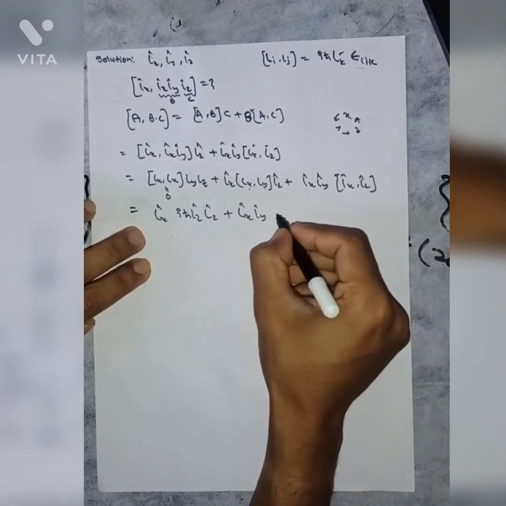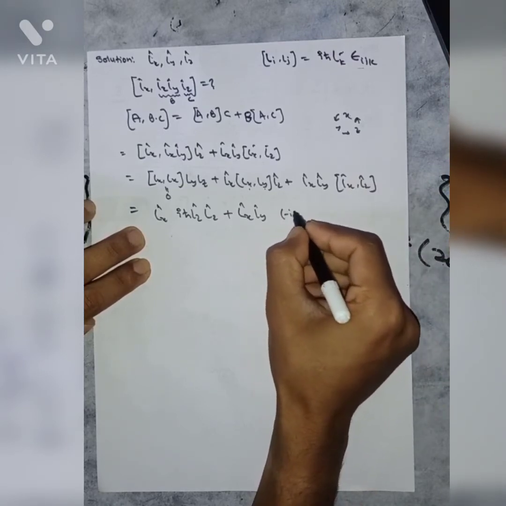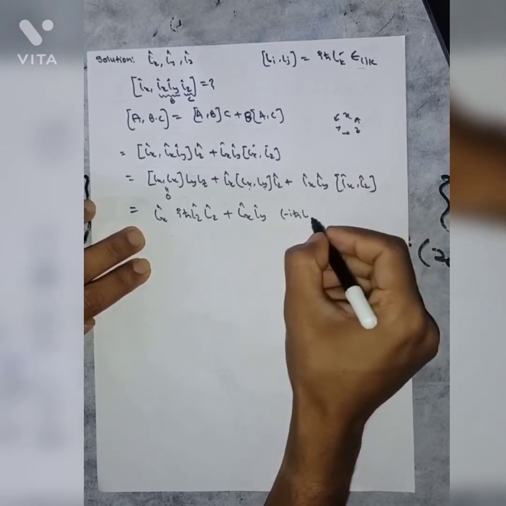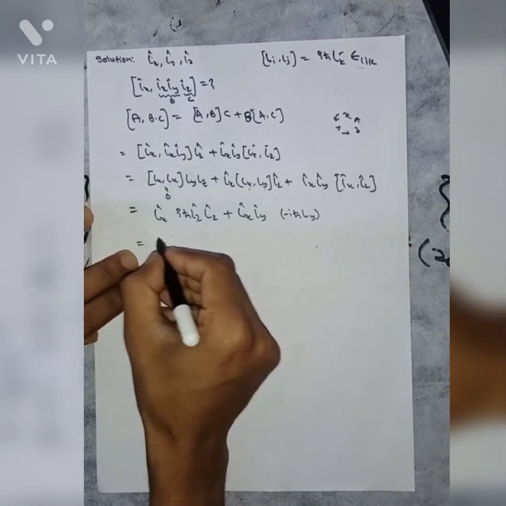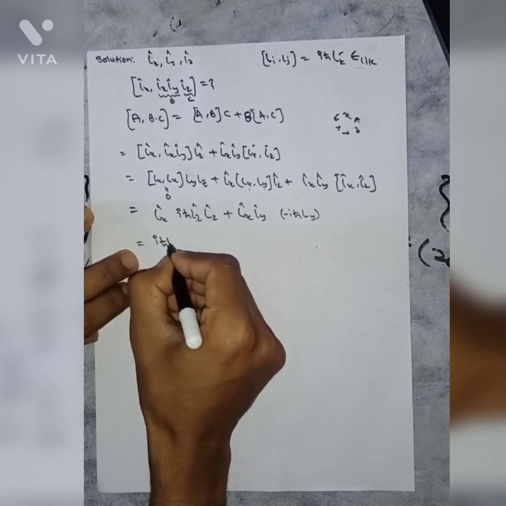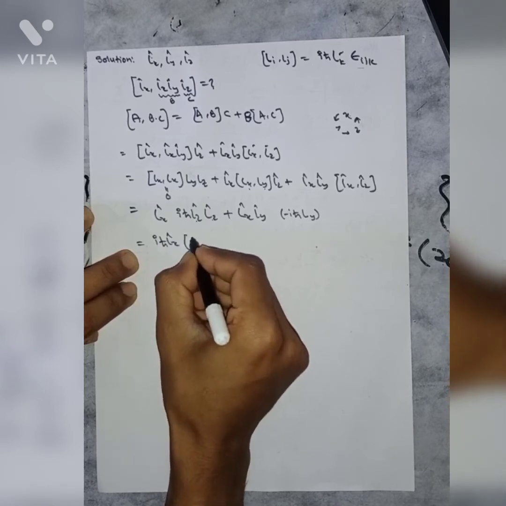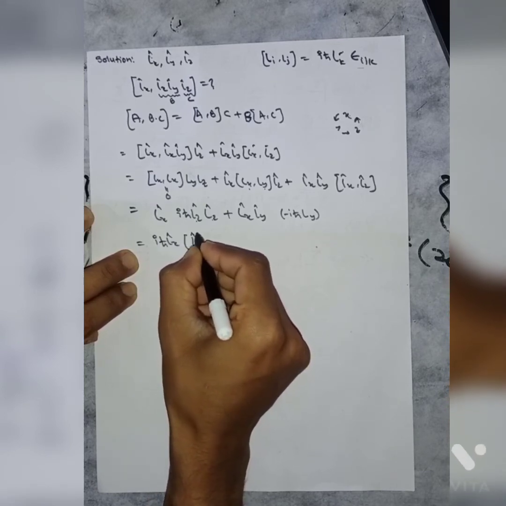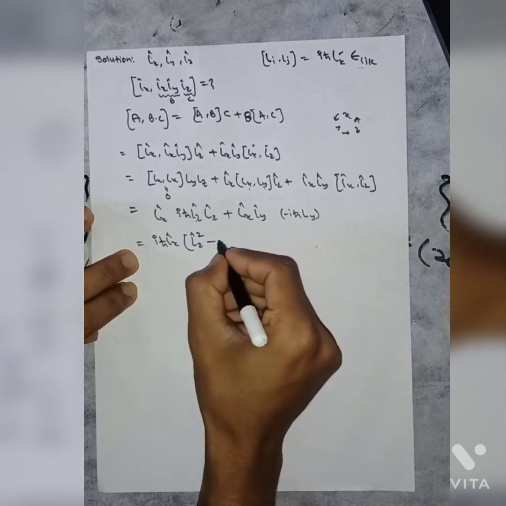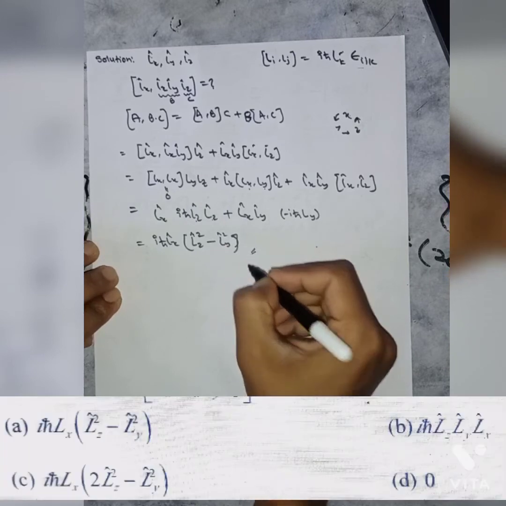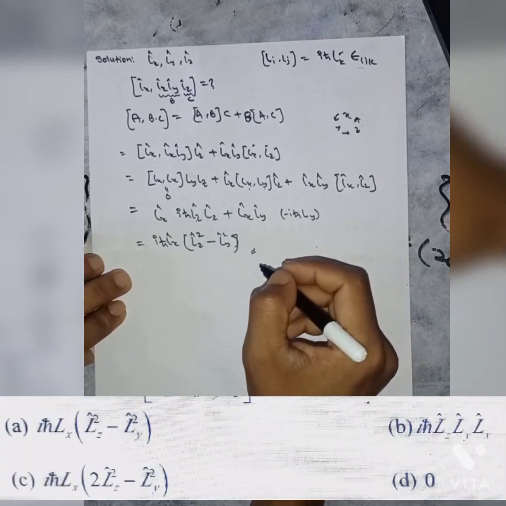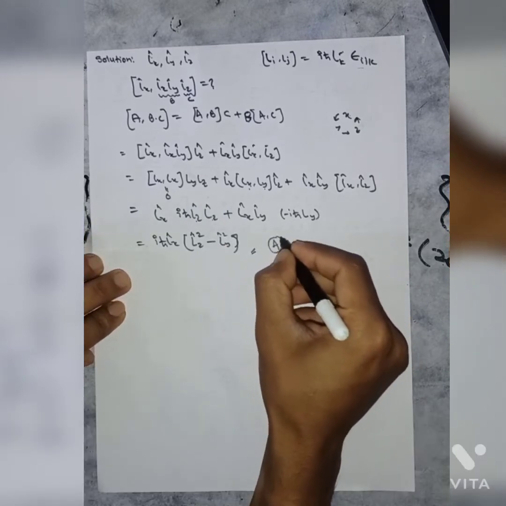So Lx, Ly minus iota h cut L, xz is y, zz is iota h cut Lx, Lz square minus Ly square, and the option A is the correct one.